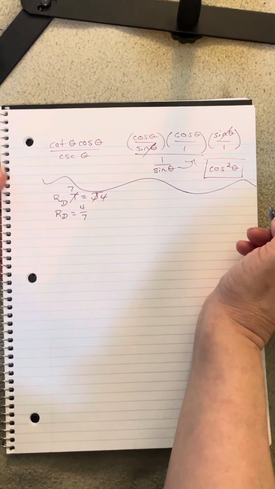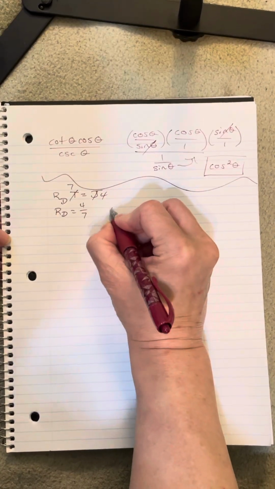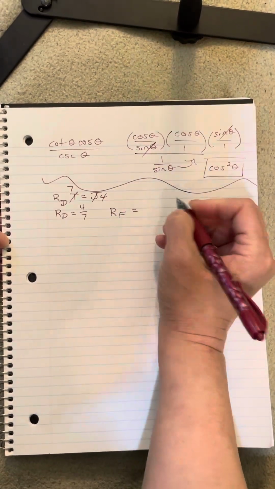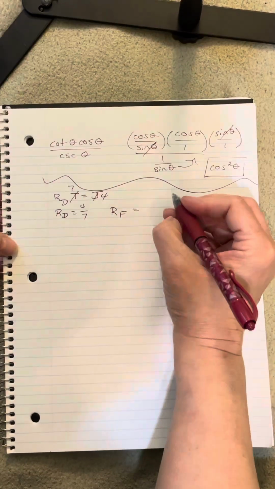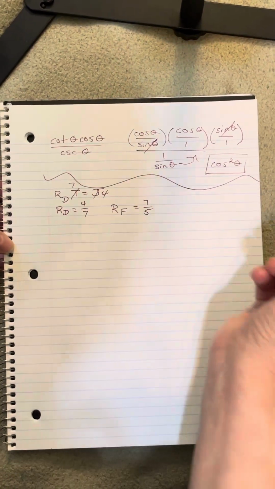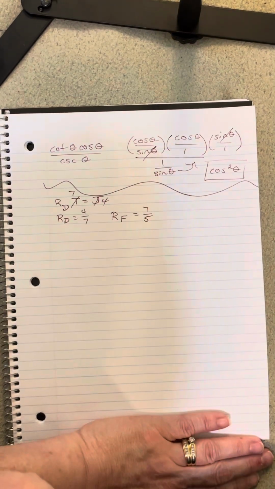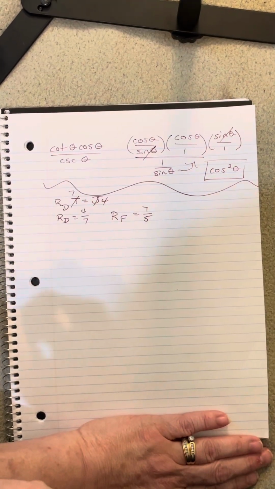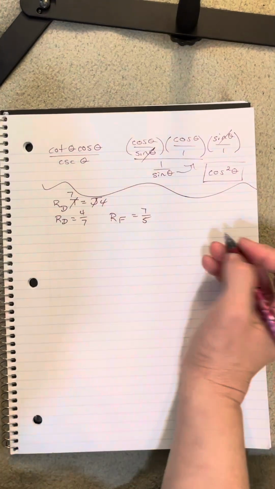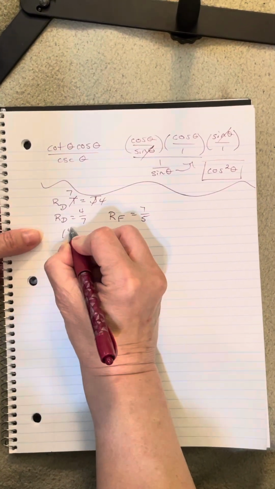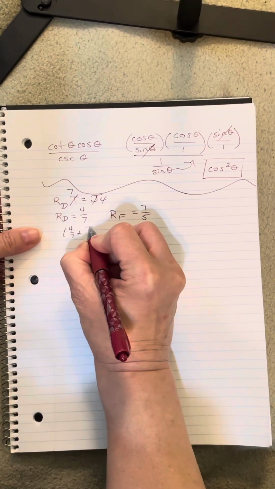Repeating, Frank could do 7 jobs in 5 hours. So the rate of Frank is his jobs, which was 7, divided by his time, which was 5. Now I know both their rates. How many hours would it take them working together to do 10 jobs? So now my rate has 4/7 plus 7/5.